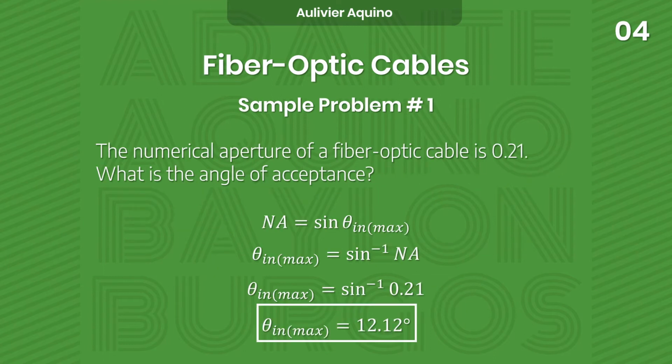Sample problem number 1. The numerical aperture of a fiber optic cable is 0.21. What is the angle of acceptance? Numerical aperture can be computed by sine theta max, or the sine of the angle of acceptance. Isolating theta max, we get theta max equals the inverse sine of the numerical aperture. We can then substitute the value of the numerical aperture, which is 0.21. The inverse sine of 0.21 is equal to 12.12 degrees. The angle of acceptance is 12.12 degrees.